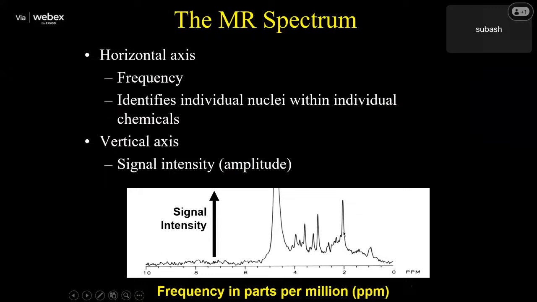So you can see these ppm, and the vertical axis, the amplitude, tells you about the concentration of this particular nuclei or the metabolite. So this is the process of any spectroscopy technique. Every spectroscopy has the same concept.